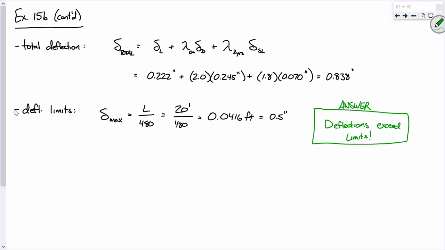Let me throw another wrinkle in the mix. Let's say that you don't have any room to make the beam deeper. Now what? Make it better than simply supported. If we could change our boundary conditions, if we could clamp the end, if this is a beam in a moment frame, that's definitely going to increase our stiffness, which is going to drop our deflections. That's going to help.